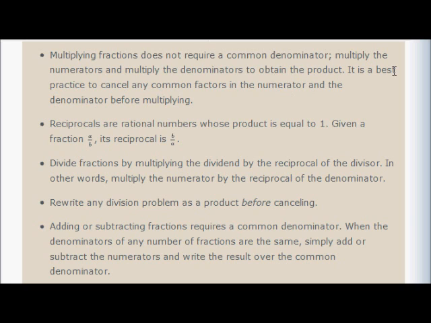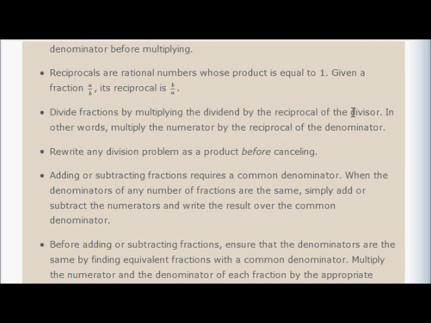Multiplying fractions does not require a common denominator. You just multiply what's up top and what's down below. Okay. And you also cancel out factors in the top with factors in the bottom, because that'll just help you reduce. And it'll make multiplying a lot simpler too, because you're multiplying smaller numbers, which is easier to do than multiplying bigger numbers.